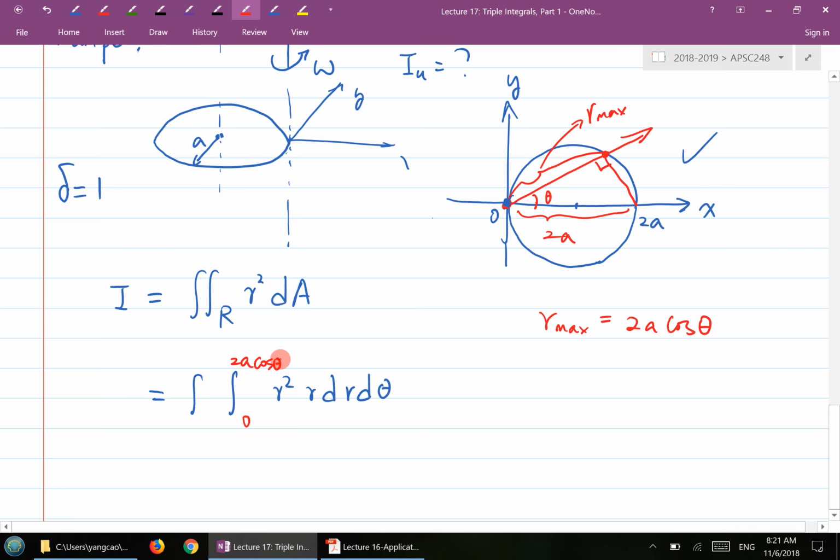That's your 2a times cosine theta. Second step is to find the theta limits. Now you rotate this reading line, starting from the x-axis, and start to rotate. Find where the two edges are sandwiching this region R.